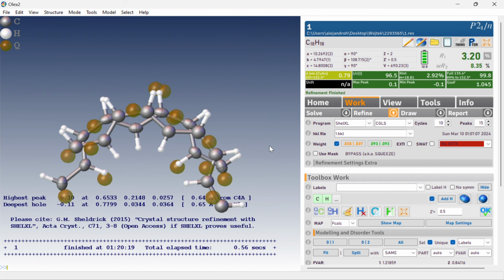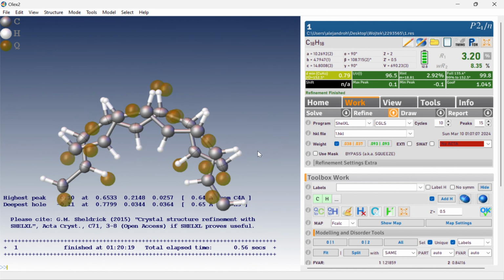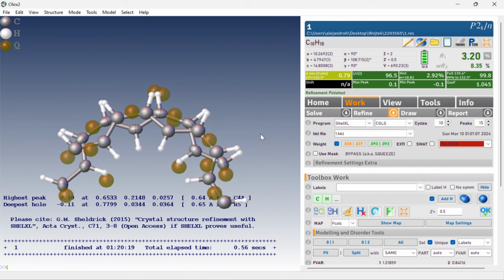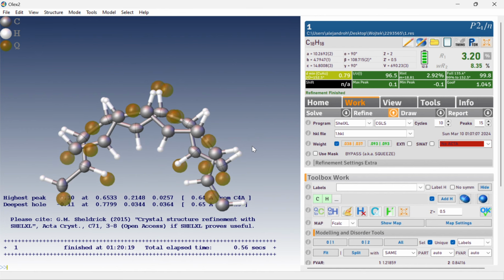Okay, so thank you very much. I hope you enjoy this example. I really like this example. You can really learn a lot by doing that. If you want, in your spare time, you can also use this example to try inputting different strengths of the SIMU restraints or RIGU restraint, or for example delete all the restraints at all and see what is happening.